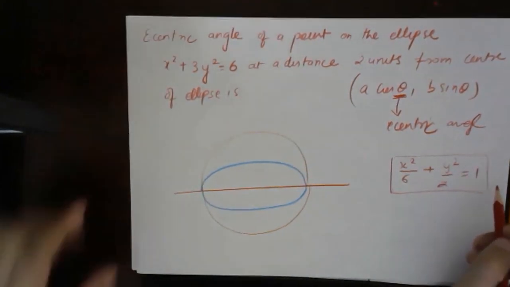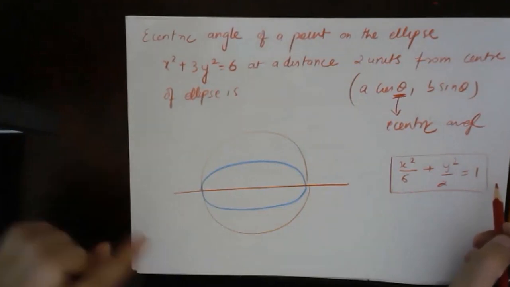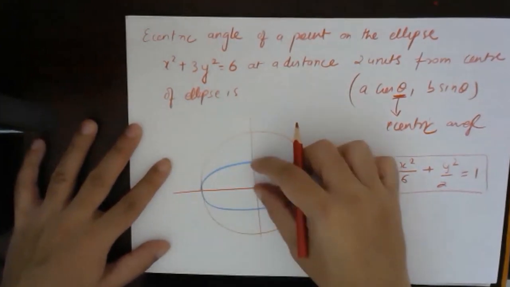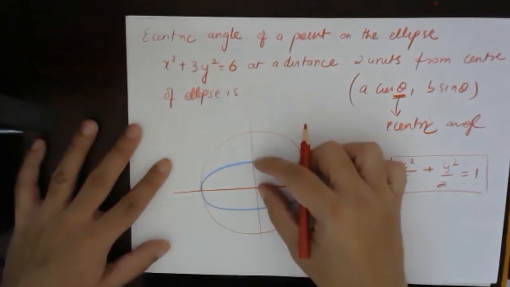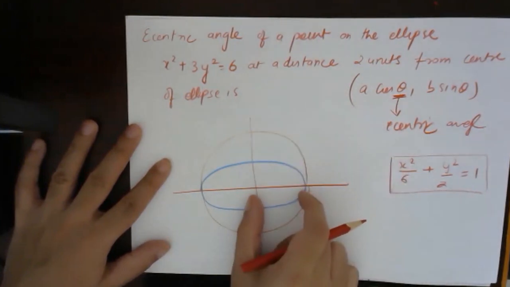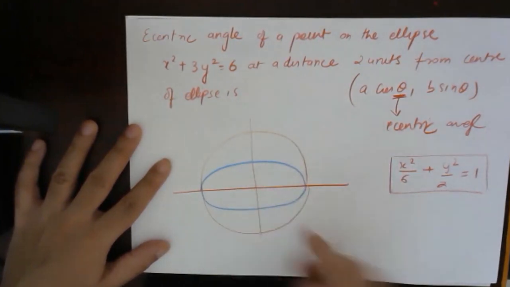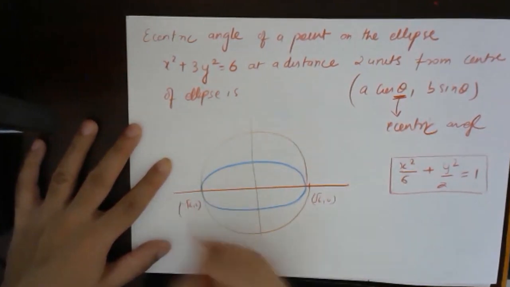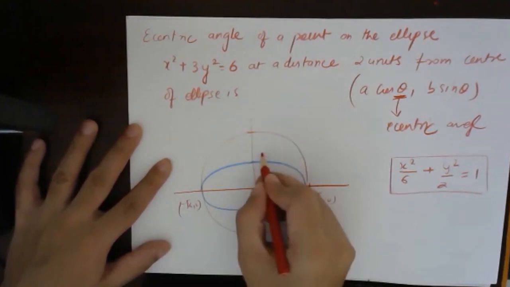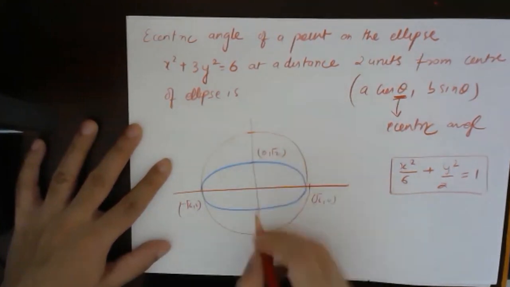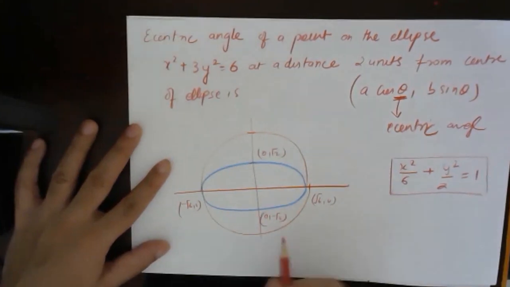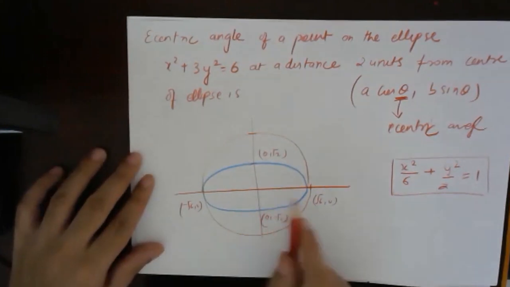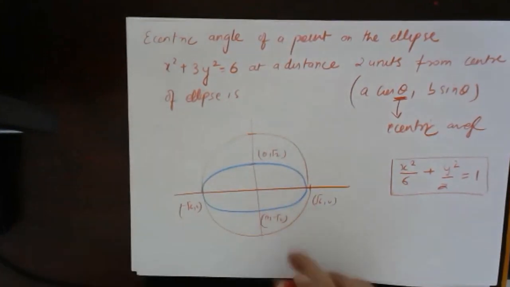Now they are saying a distance of 2 units from the center. First we have to check what this distance is and what this distance is. This is root 2, and this is root of 6. Understood? This point is root 6 comma 0 and minus root 6 comma 0, and this point is 0 comma root 2 and 0 comma minus root 2, right? So we have to find all those points which are at a distance of 2 units from the center, right?